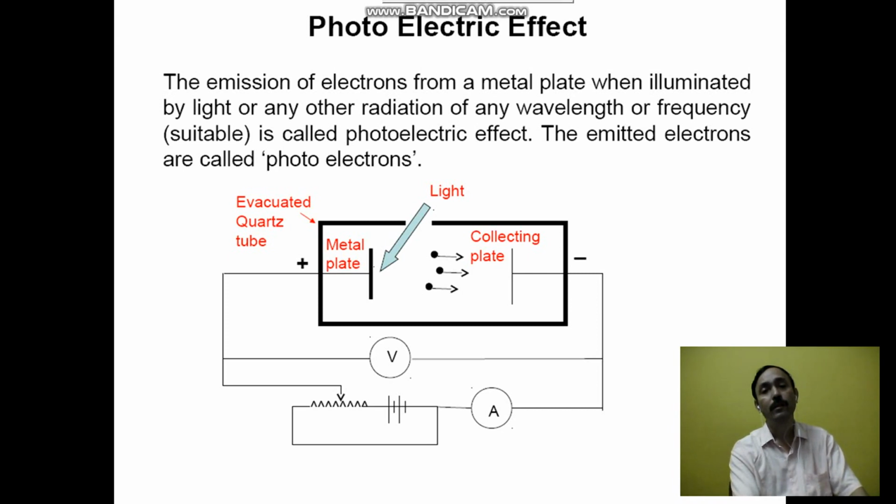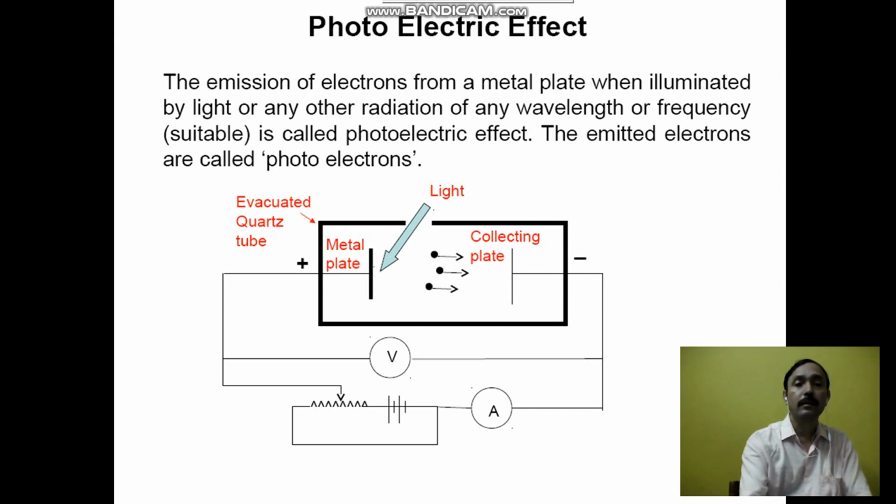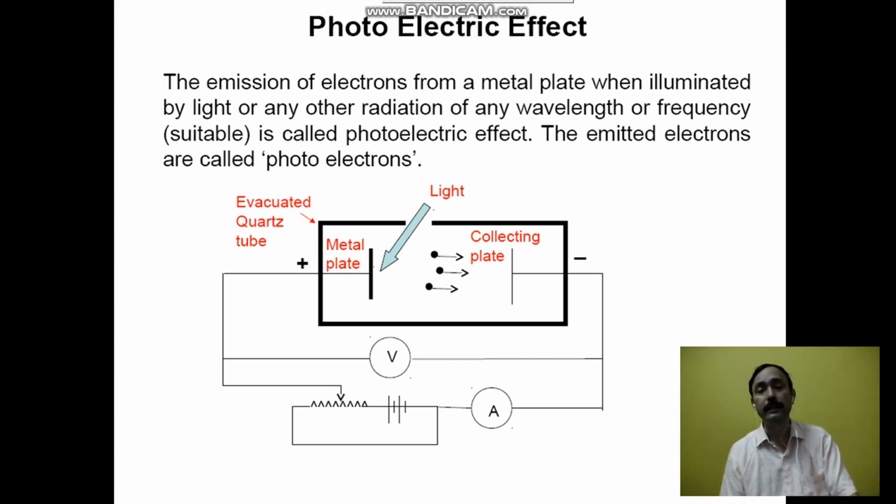Again, if light of suitable frequency, that means the frequency is high, is falling onto the metal surface, that means a violet light, its wavelength is less, its frequency is high, then electrons are liberated, and the metal surface is say sodium or potassium coated. Electrons are liberated and we are getting photoelectric current instantaneously.